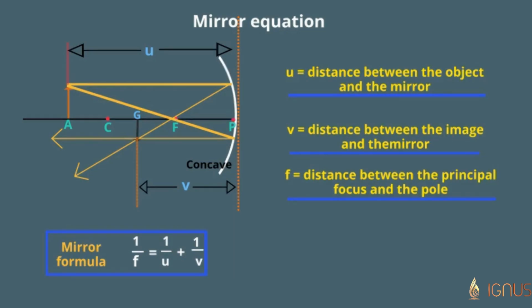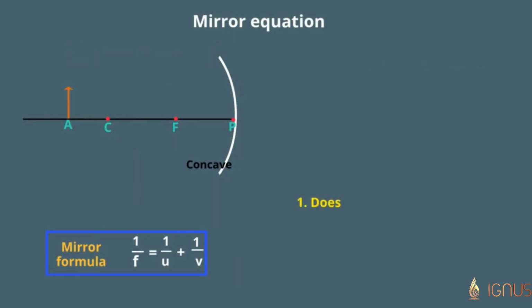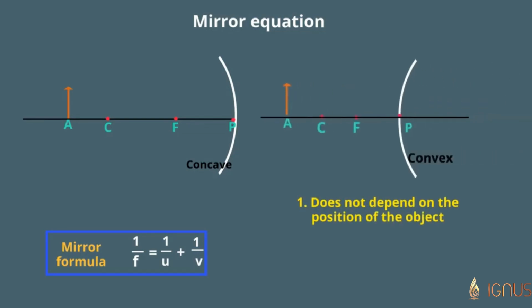So from these equations, you can see that it gives us a relationship between the object's distance from the mirror, the image's distance from the mirror, and the focal length. What if instead of this, I had placed an object somewhere else? It wouldn't change our formula. The equation doesn't depend on the object's position from the mirror. It is the same for any position of the object.